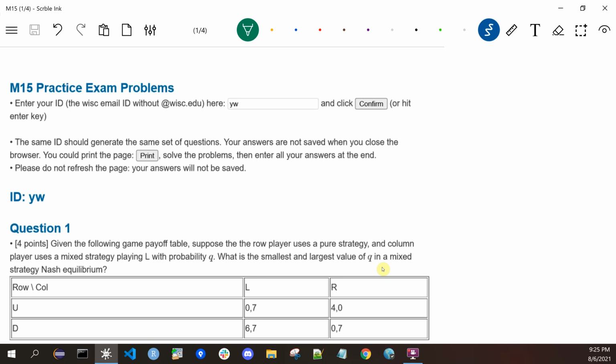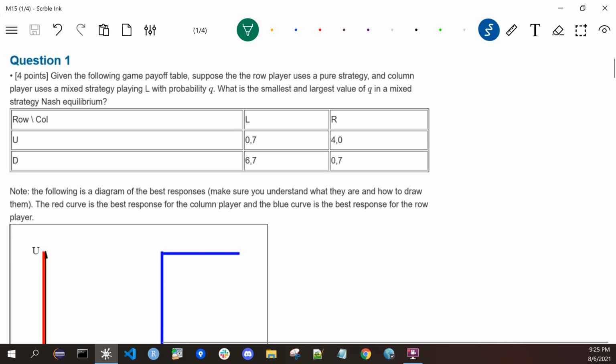I'm going to try to go through M15 very quickly, and I'm using my ID, so the ordering of the questions may be slightly different.